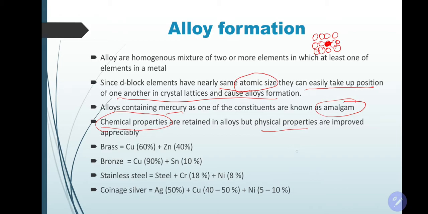Like steel is made from iron. Iron undergoes rusting, basically corrosion, but steel does not. For example, brass is made of 60% copper and 40% zinc. Bronze is made of 90% copper and 10% tin. Stainless steel is made from steel plus chromium 18% and nickel 8%. Coinage silver is made up of silver 50%, copper 40 to 50% and nickel 5 to 10%. Clear? Okay.